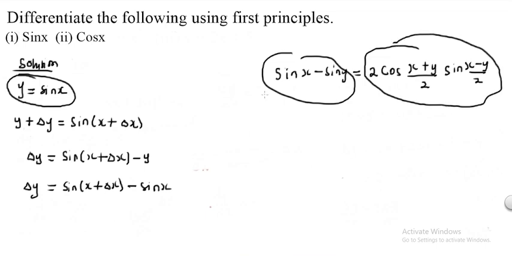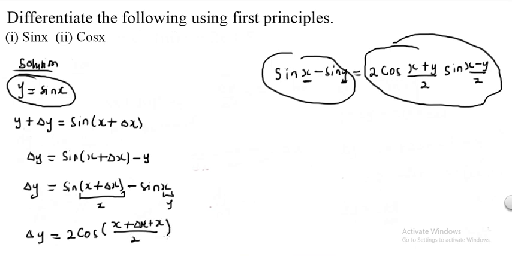Now in this case, the x here can be seen as this one here, and the y here can be seen as this one here. So trying to copy this trigonometric identity exactly, we have change in y is equal to 2 cos open brackets x plus change in x plus x divided by 2 and close brackets, then multiplied by sine open brackets, now we have x plus change in x minus x over 2.